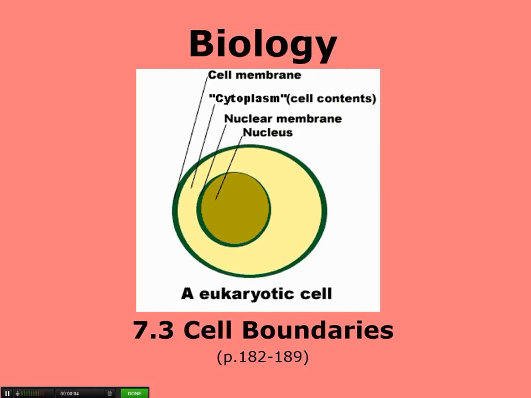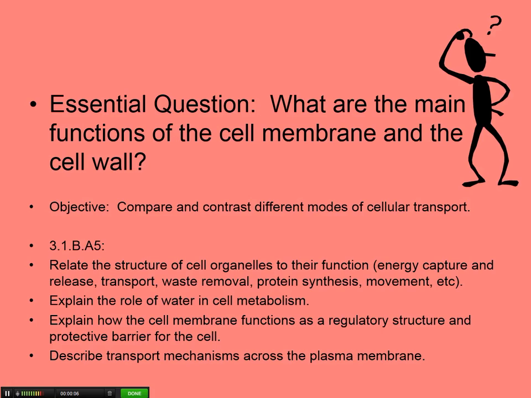Today we're going to talk about Section 3, Cell Boundaries. Our essential question is, what are the main functions of the cell membrane and the cell wall? Our objectives today are going to be to compare and contrast different modes of cellular transport.